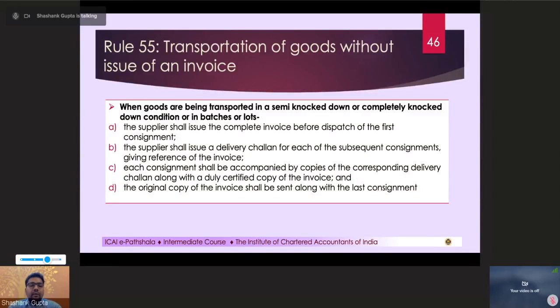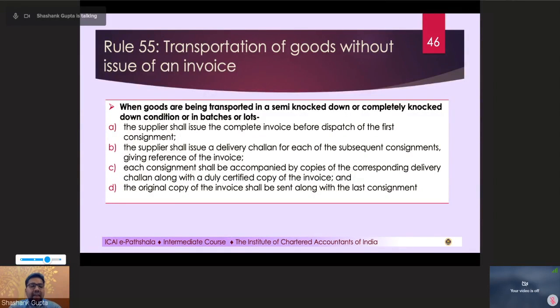Thereafter, issue a delivery challan for each of the subsequent consignments, giving reference of the invoice. Maruti will say that I've issued this invoice for 100 cars, and they are being transported in 10 separate consignments. So it will issue 10 delivery challans, and in every delivery challan, it will give reference of the invoice.